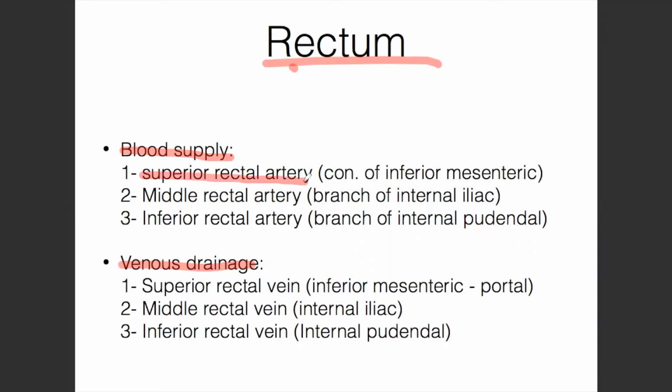Okay, so the superior rectal artery is a direct continuation of the inferior mesenteric artery. So the inferior mesenteric artery's direct continuation gives us the superior rectal artery. It's an abdominal artery, it's not a pelvic artery, while the middle and inferior ones come from the pelvis. The middle rectal artery comes as a branch of the anterior internal iliac artery. So middle rectal from internal iliac, and the inferior rectal comes as a branch of the internal pudendal artery.